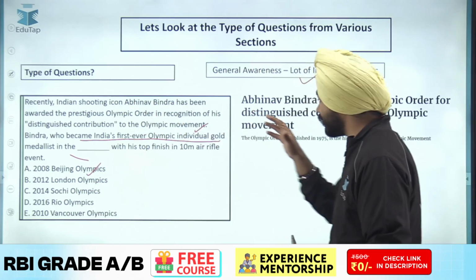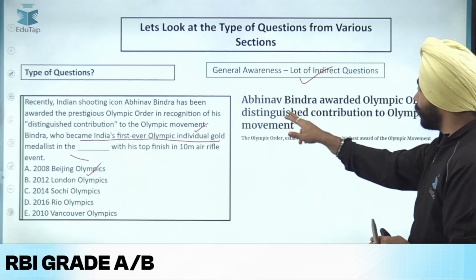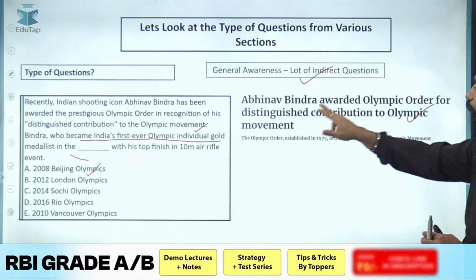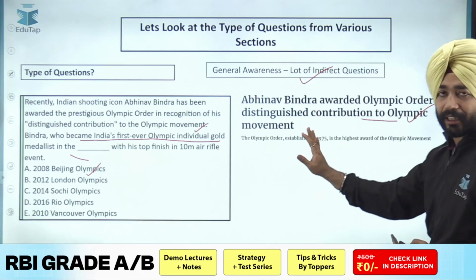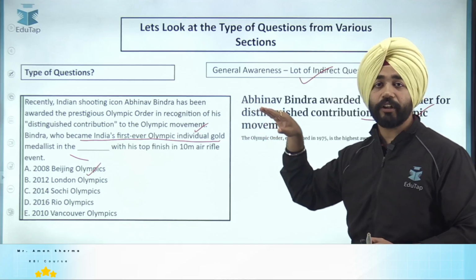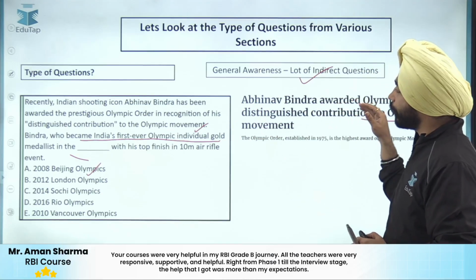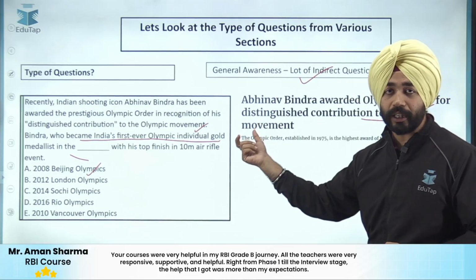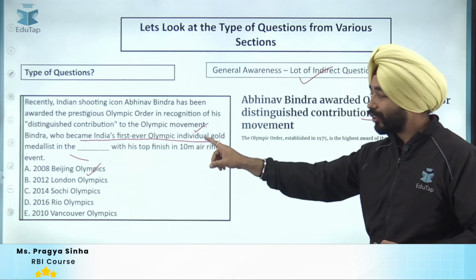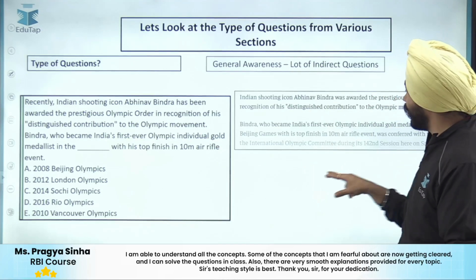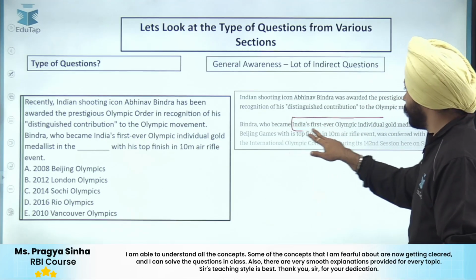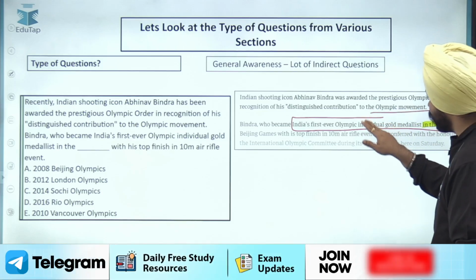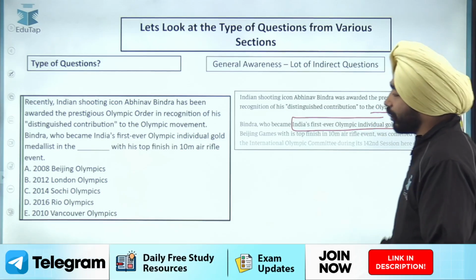Now the news, if you can see here, was a simple thing: Abhinav Bindra awarded the Olympic Order for Distinguished Contribution. This is a news article. Earlier, direct questions were picked from the news headings only. But this is not the case this year. What happened? Go into the article and then you will see Bindra was India's first individual gold medalist in the year 2008.